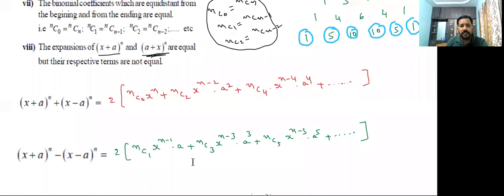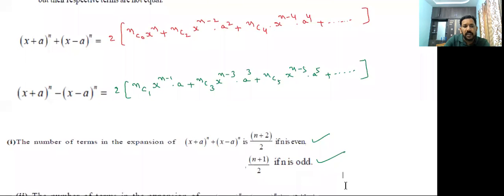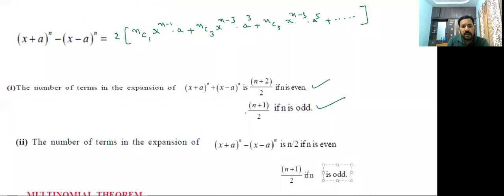Okay. How many terms are there in that expansion? How do we know that? If n is even, there are (n plus 2) by 2 terms. If n is odd, there are (n plus 1) by 2 terms in that expansion. Now see that the number of terms in the expansion of (x plus a) whole power n minus (x minus a) whole power n is n by 2 if n is even, and (n plus 1) by 2 if n is odd.